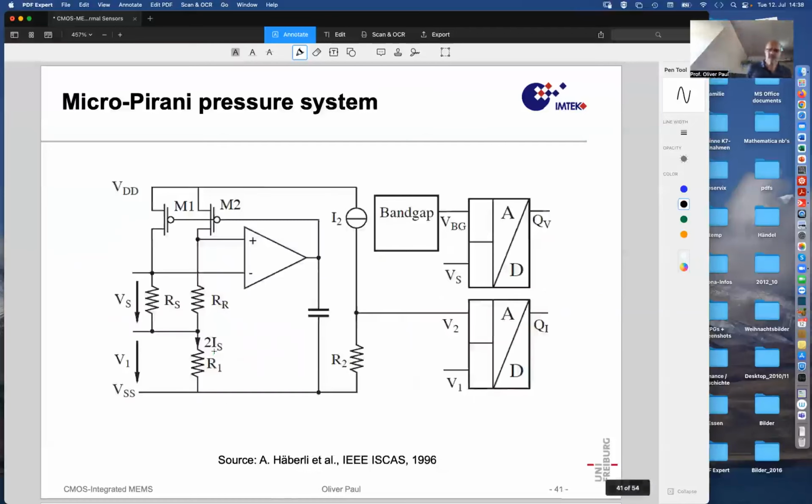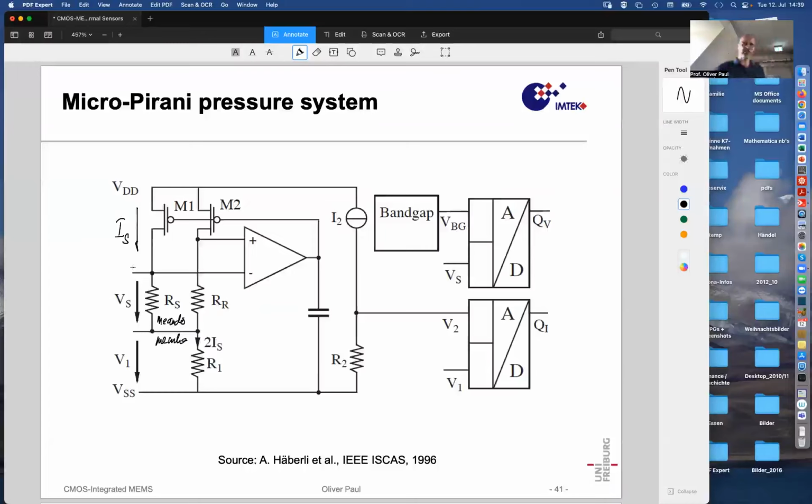And so the system that Andreas Heberli designed based on my sensor was kind of as follows. So you have a sensor resistance, RS. This is the meander on the membrane. And it is fed with a current I. And so there is this current IS that goes through the sensor.